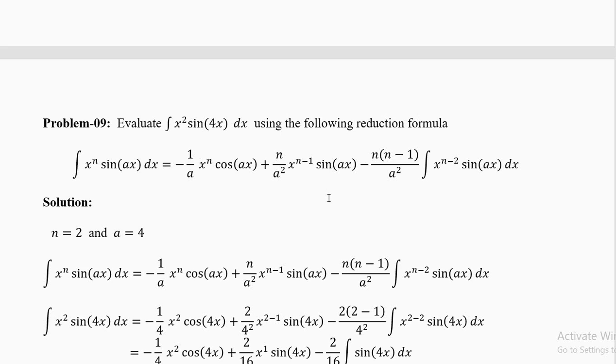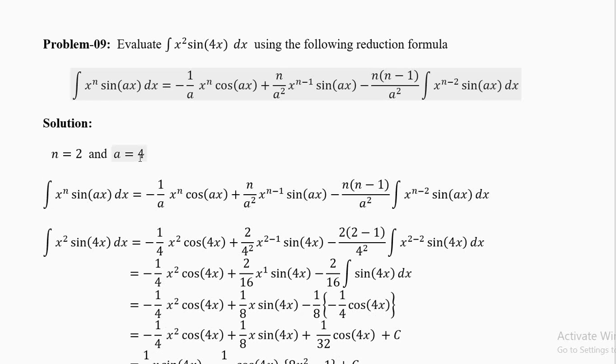Now this reduction formula has three terms. Unlike the previous formula, two terms are outside the integration and the third term is your integration term. In all your reduction formulae, you will have an integration term, obviously. Now these two terms you'll copy in all the steps, and this one you will integrate till the integration disappears. Now n equal to 2, a equal to 4. Now the first term is minus 1 over a x power n. So you'll have minus 1 over 4 x square cos 4x.